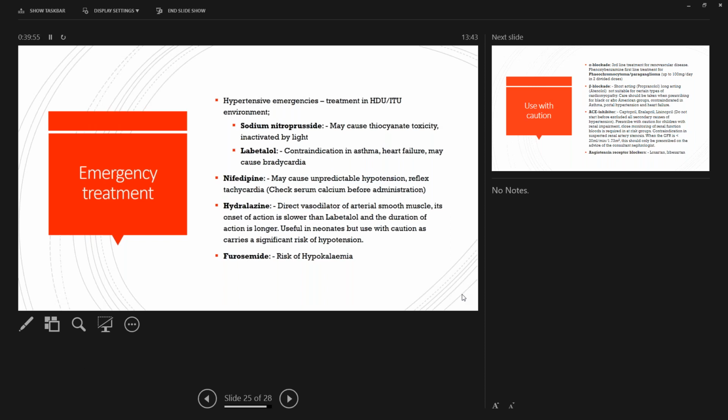Hydralazine is a direct vasodilator. Its onset of action is slower than labetalol, so in the acute environment it is quite good to use. It can be given every 4 hours as well. Furosemide also can be used in the emergency treatment, but you want to be cautious of risk of hyperkalemia. So if you're considering your child may have an underlying vascular cause to their renal hypertension, you want to be cautious about using furosemide because they may already have presented with hyperkalemia.